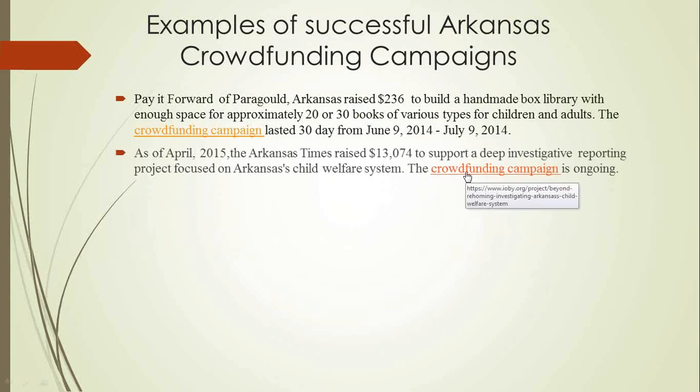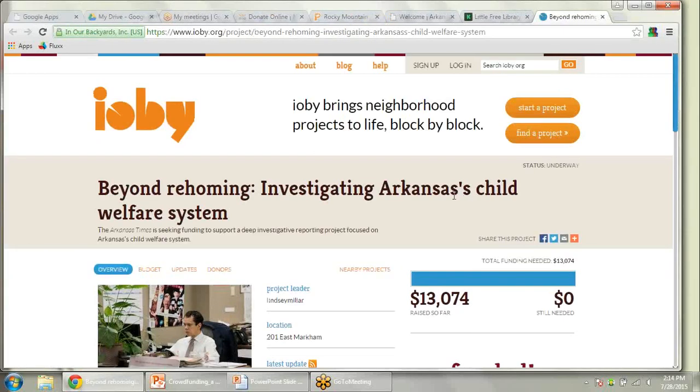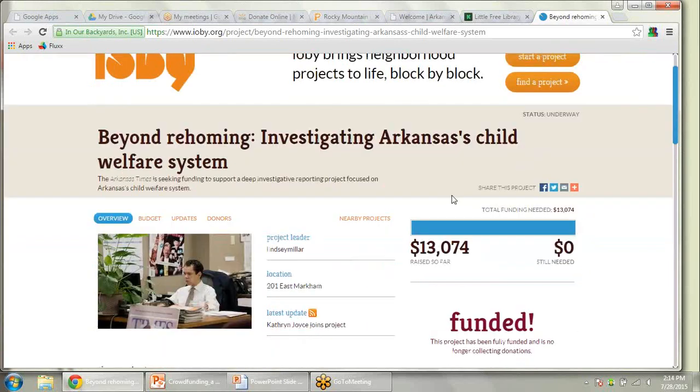the Arkansas Times used a platform called IOBIT to raise money to do some investigative reporting. Now, they raised some $13,074. Now, this is an example. I've never heard of IOBIT, but it must be a platform that has a pretty large interactive audience for them to raise some $13,000. And it's an ongoing campaign, but as of April of this year, they'd raised $13,074.